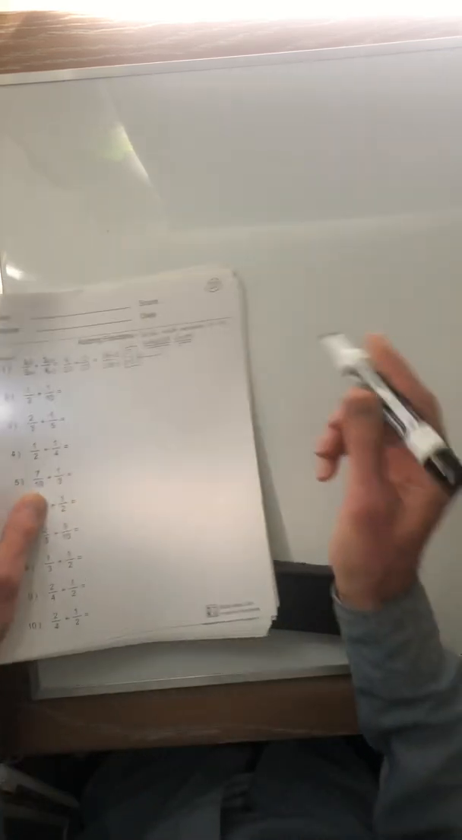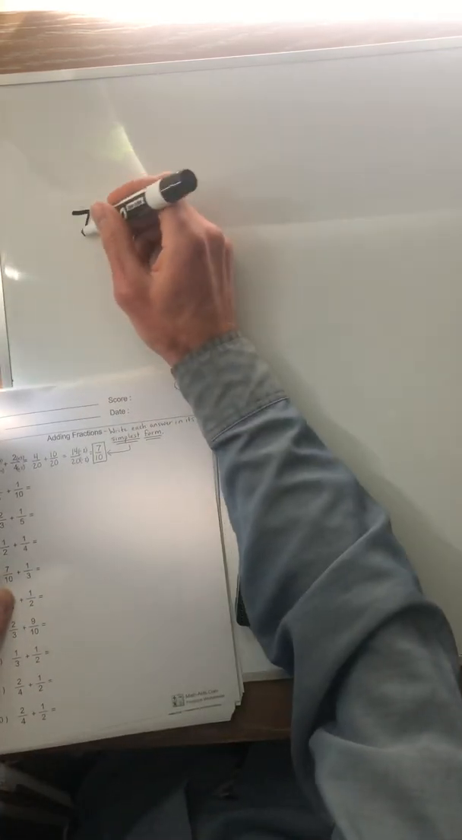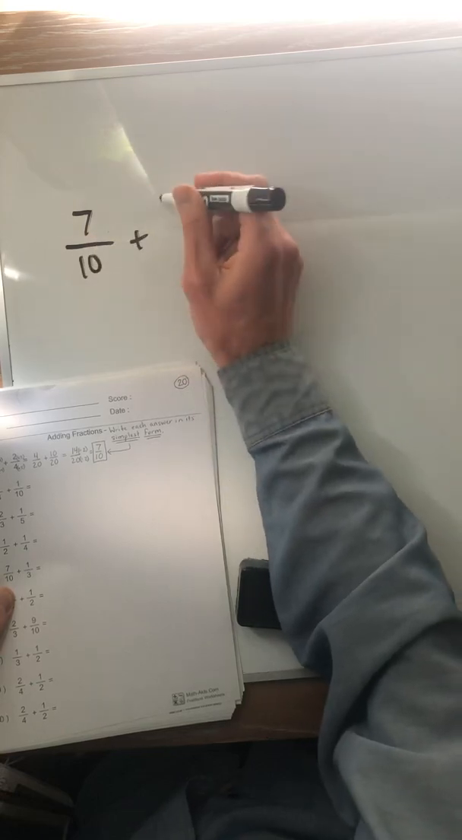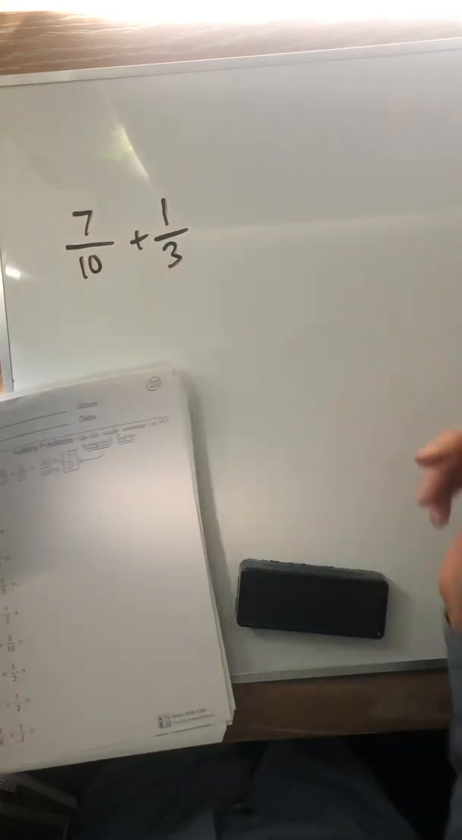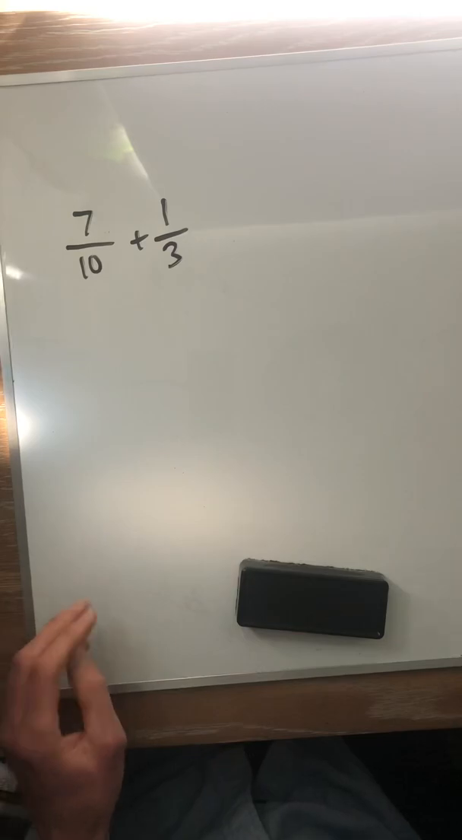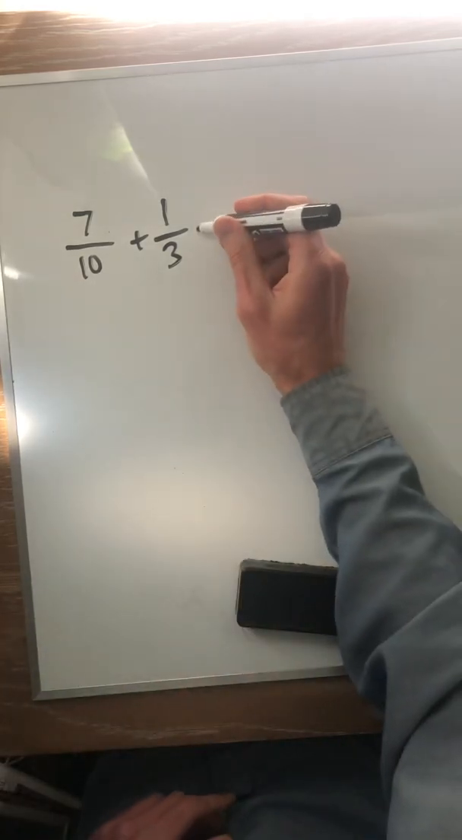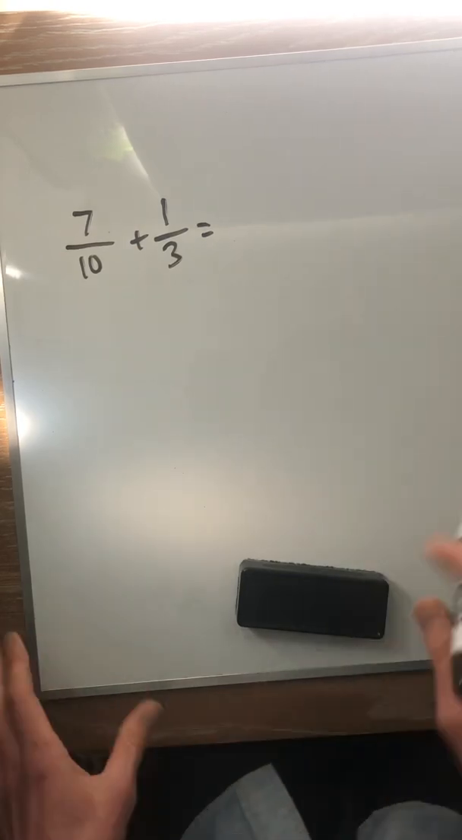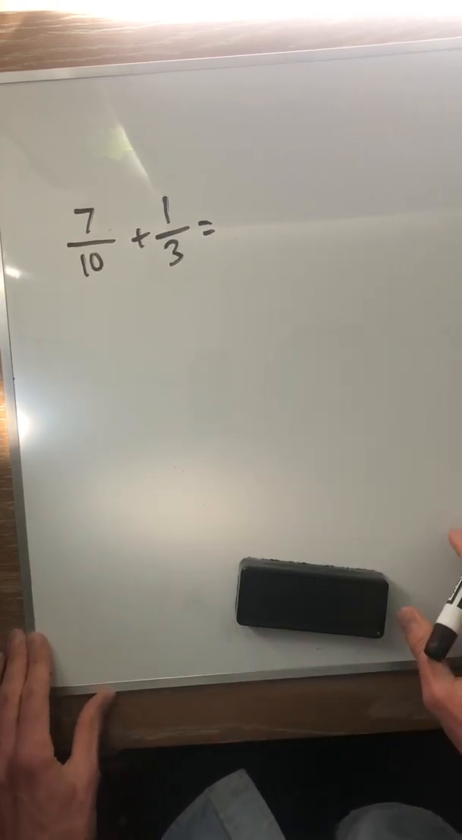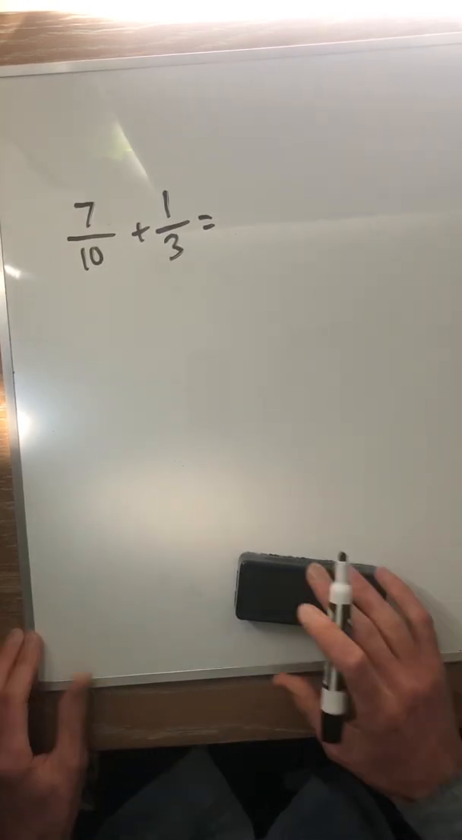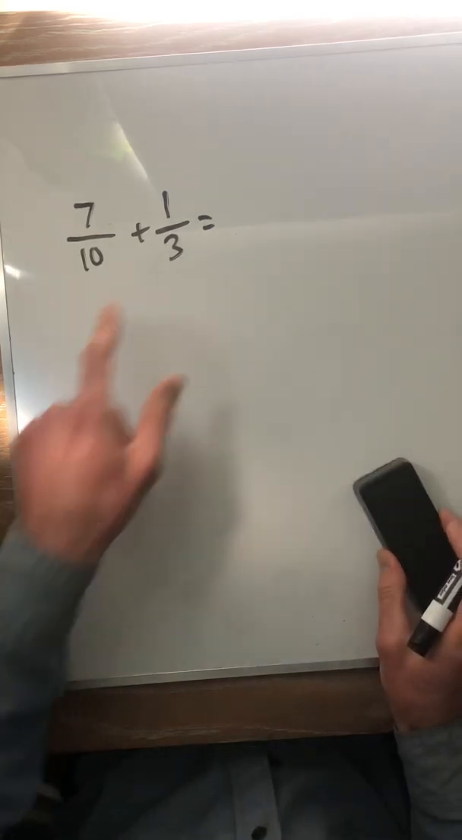And that is, I'm going to solve a problem for you. It is this one, number 5. 7/10 plus 1/3. Okay, so it's going to be similar to what we just did now, right? But I'm going to show you a new skill at the very end. Okay, so 7/10 plus 1/3.